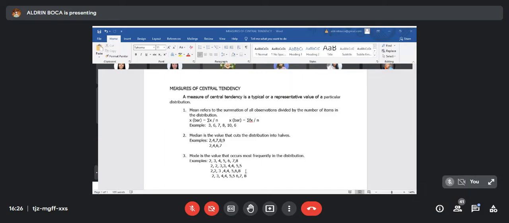Okay, example 2. 2, 2, 3, 3, 4, 4, 5, 5. What is the mode of the distribution? No mode po. Okay, no mode also because 2, 3, 4, and 5 have what? The same number po. Equal frequency.